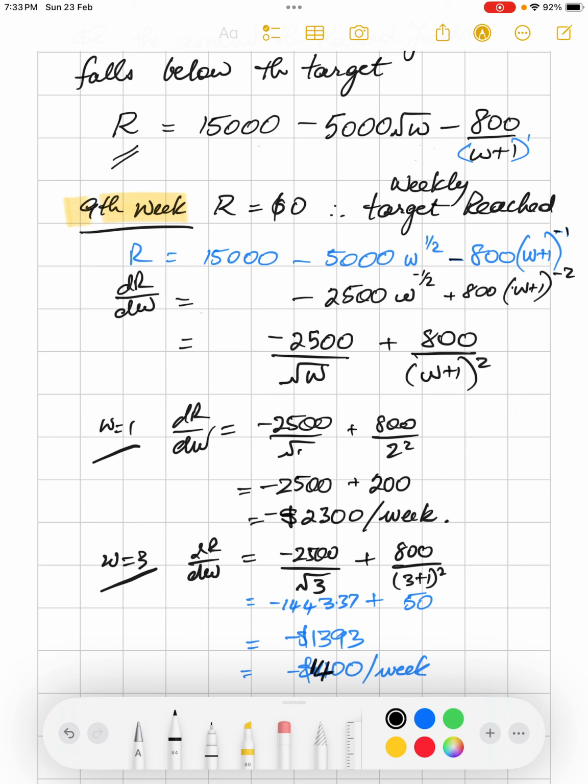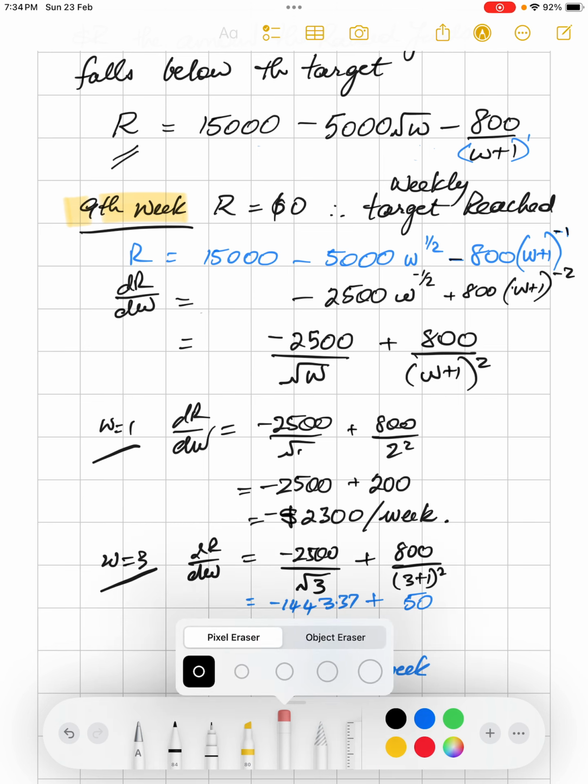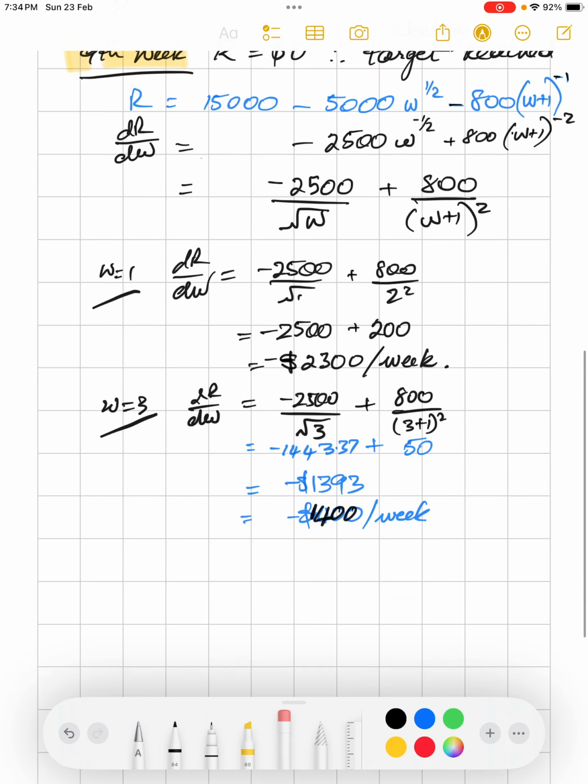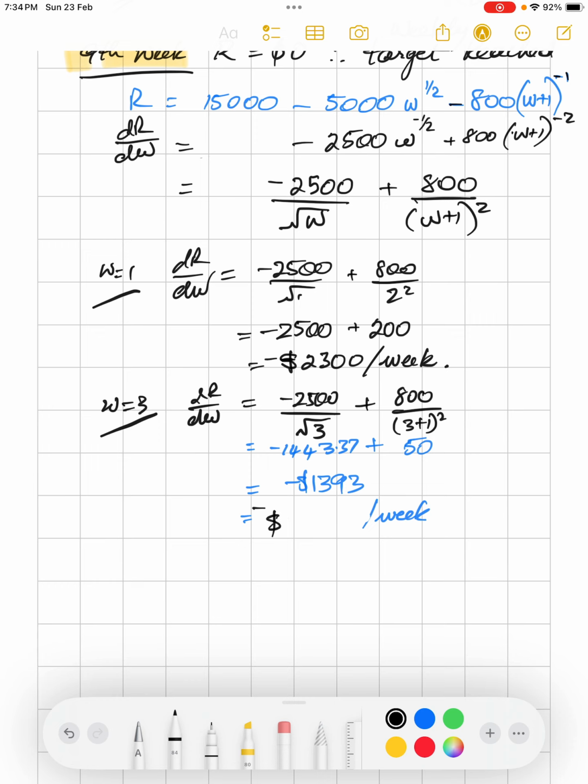Negative $1,400. So let me just make that clear because it looks a bit difficult to read. Negative $1,400 per week.